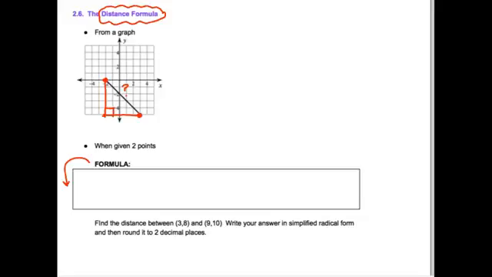Count the boxes to figure out how long each leg is. 1, 2, 3, 4, 5. 1, 2, 3, 4, 5. So I've got an isosceles right triangle sitting here, and I need to figure out the length of the hypotenuse. So I go a squared, leg squared, plus b squared, the other leg squared, is equal to c squared. And that's the distance I'm looking for because my end answer is what's the distance between these 2 points? What's the hypotenuse of a right triangle?